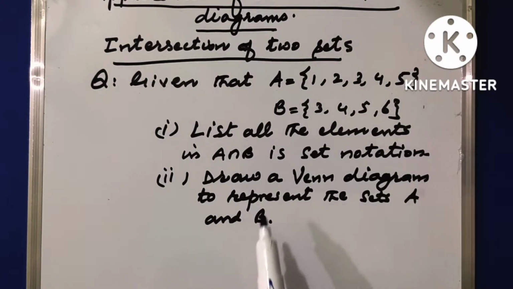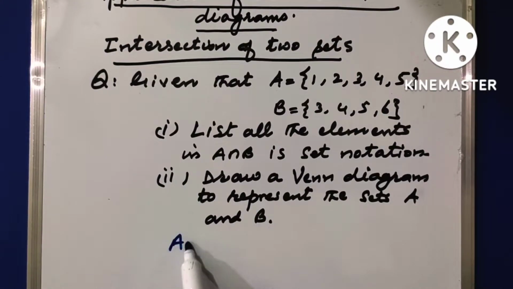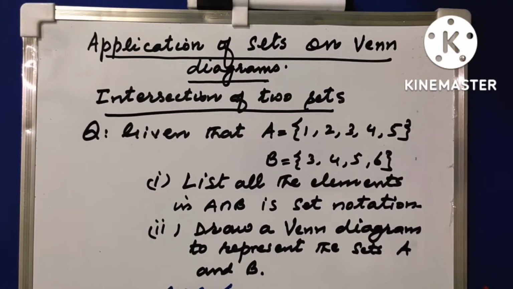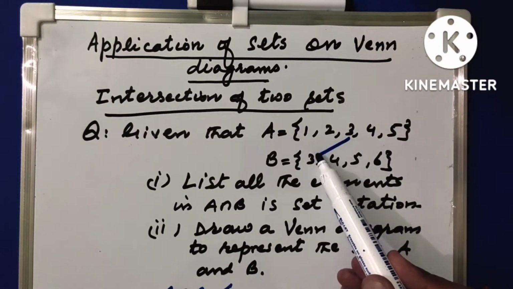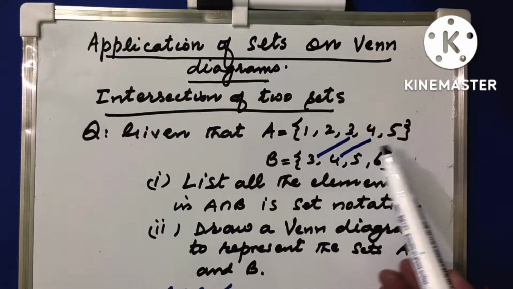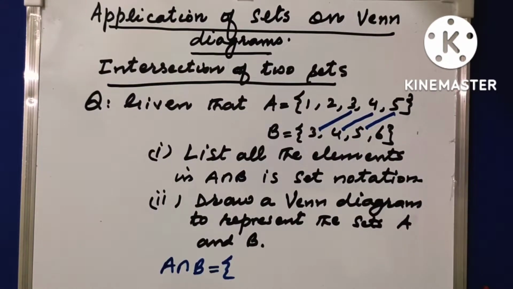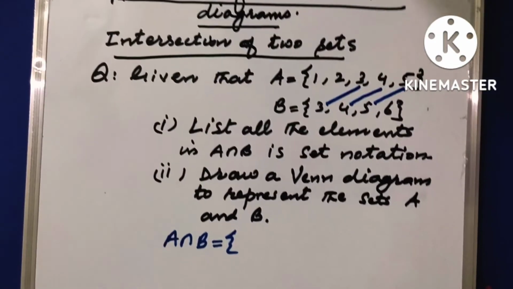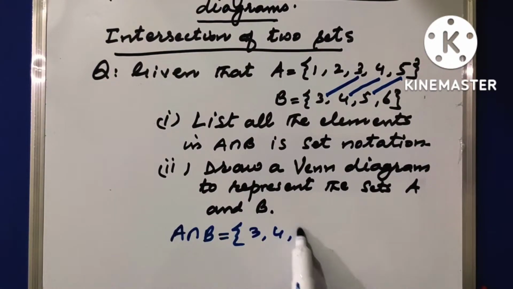So for A intersection B, we have to see the common elements, the elements which are in both sets, just like 3 is common, 4 is common and 5 is common. 3, 4 and 5 will be our A intersection B.